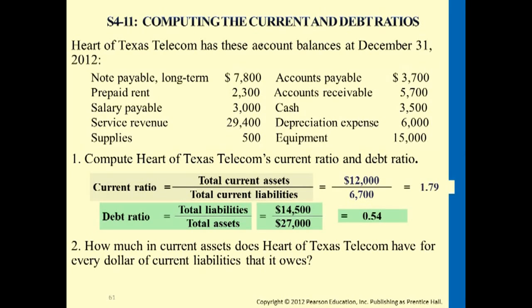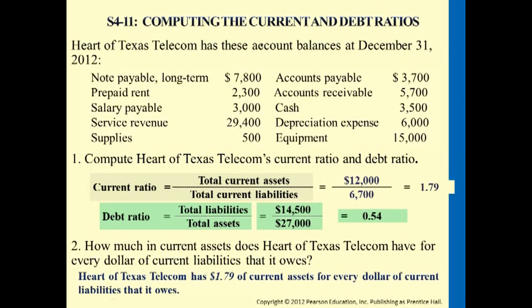For debt ratio, $14,500 over $27,000. And the rule of thumb is about 0.6. Right? So anything below 0.6 is considered pretty well as well. It means you have enough total asset to cover total debt. So both of these ratios will tell you that the sign is pretty well in terms of financial position, paying off current liabilities and long-term liabilities.